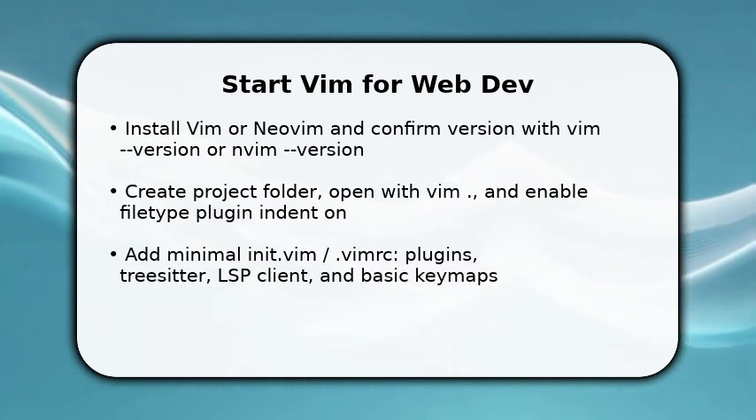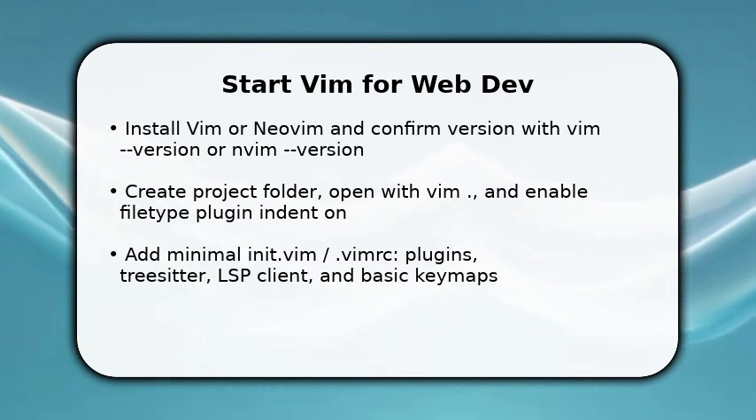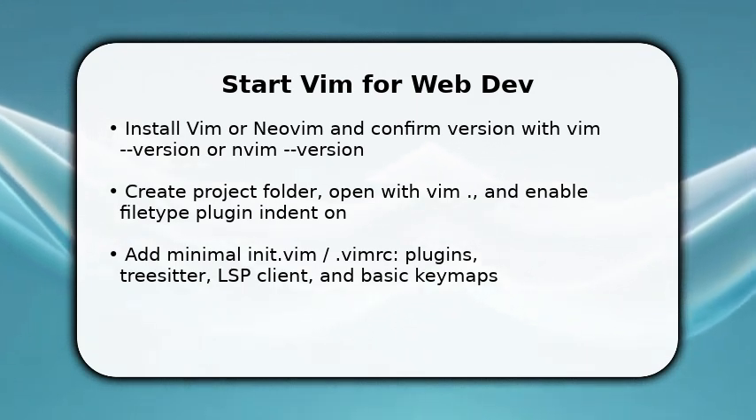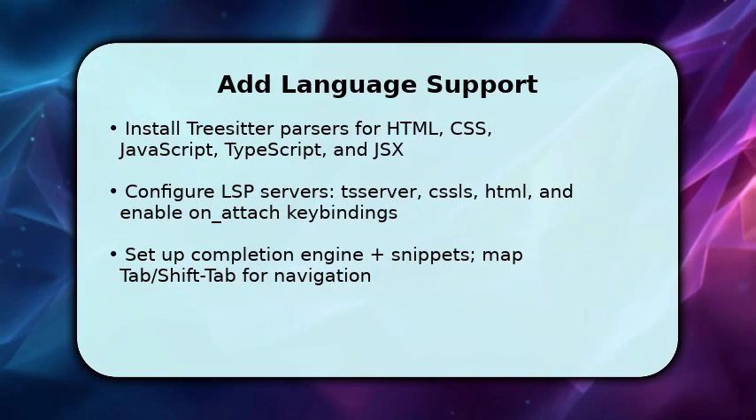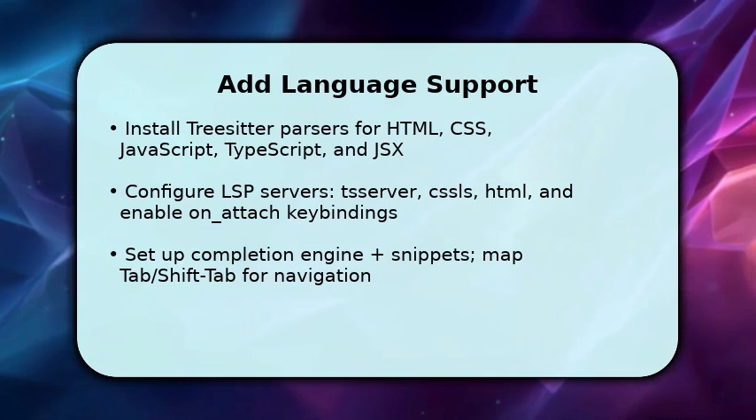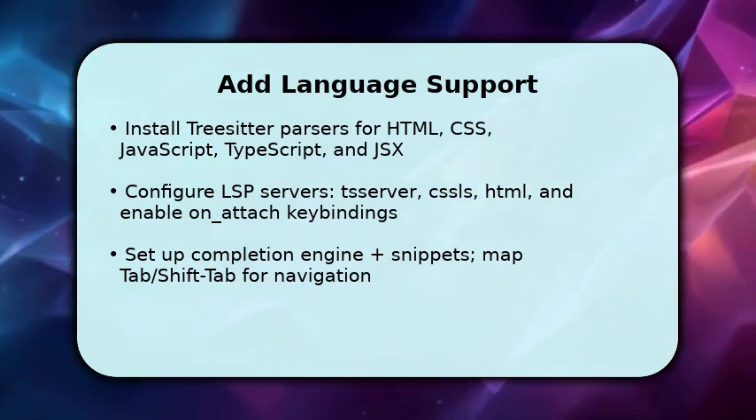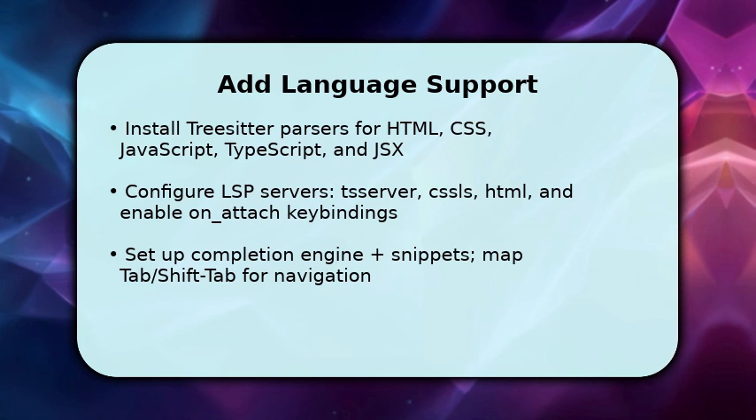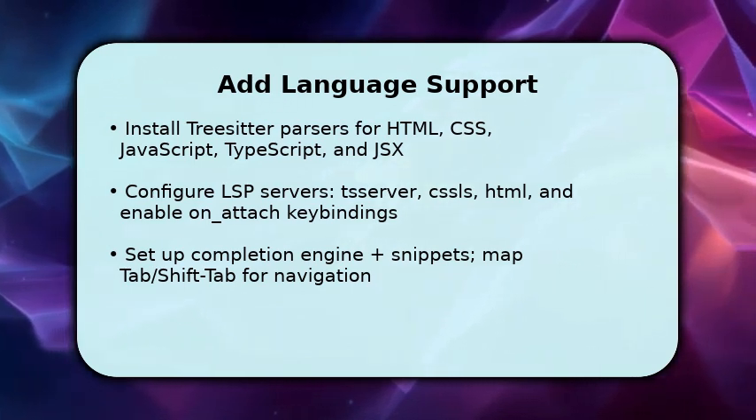Make a small vimrc or init.vim now so subsequent steps act on a reproducible setup. Next, you wire up language intelligence. Install treesitter parsers for your web stack to get robust parsing and incremental selection. Then configure LSP servers: TS server, CSSLS, and HTML, so you receive diagnostics, hover info, and go to definition.